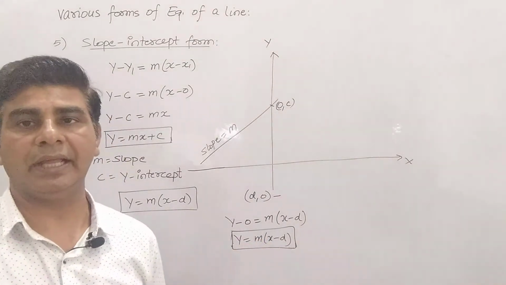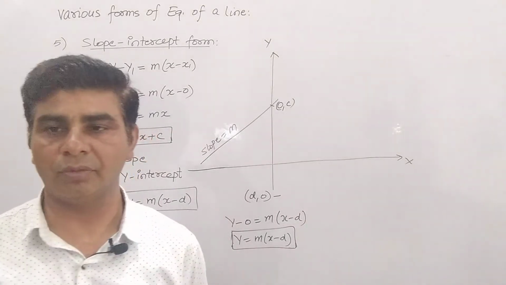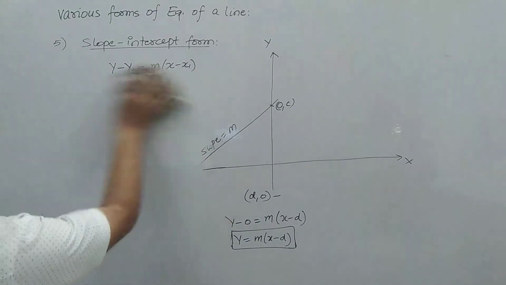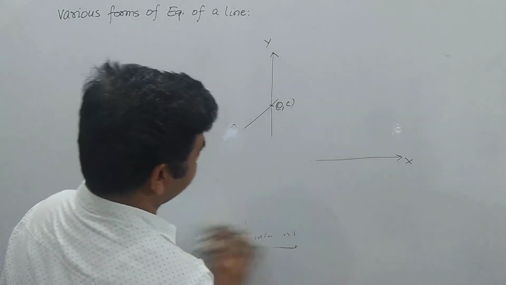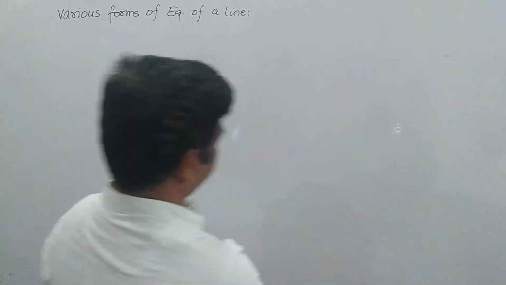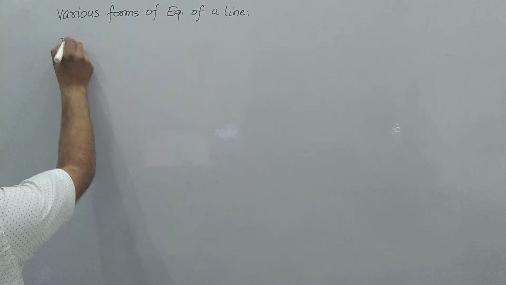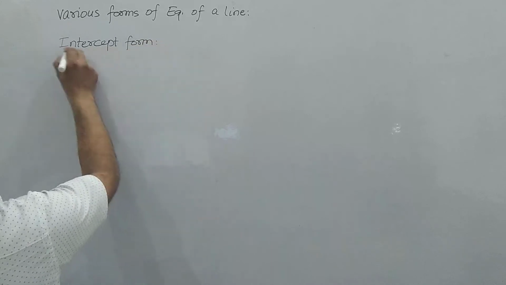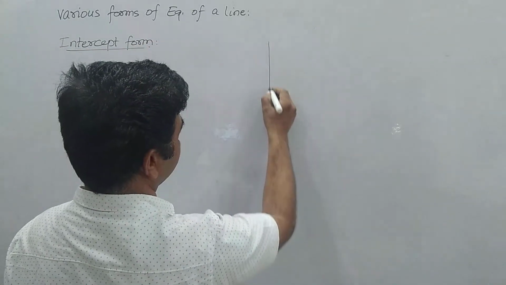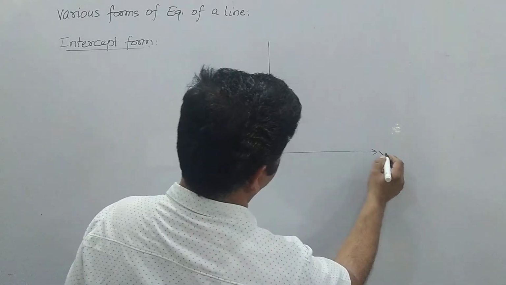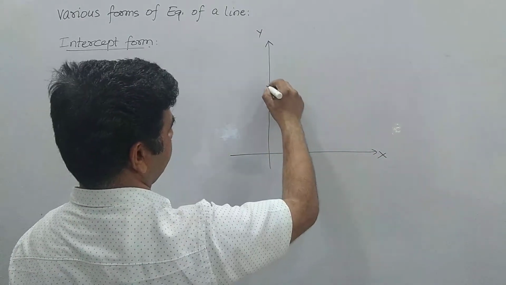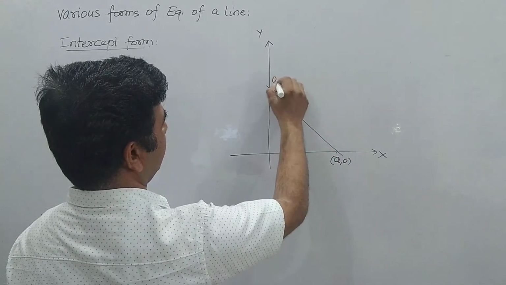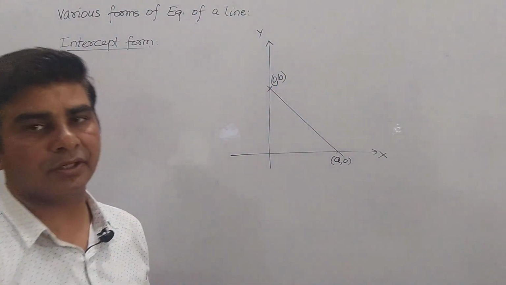Now let me discuss the next form of the equation of a line, which is known as the intercept form. Intercept form means the x-intercept as well as the y-intercept, both will be given to you. Next is your intercept form. So let us consider any line making intercepts a and b on the x-axis and y-axis respectively.